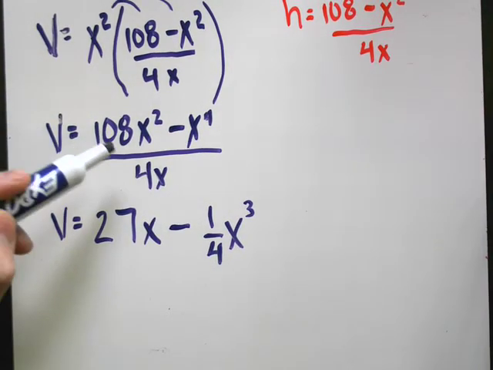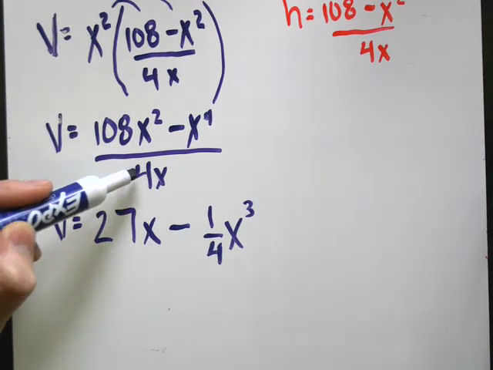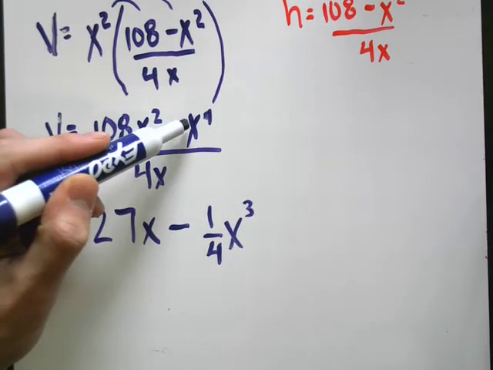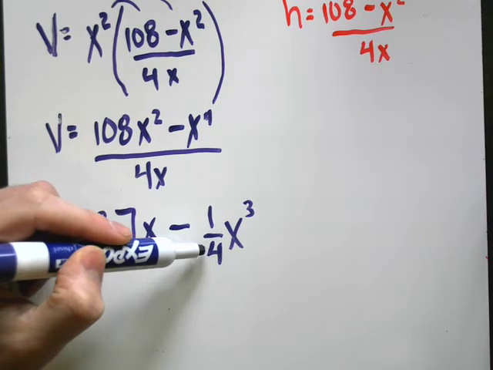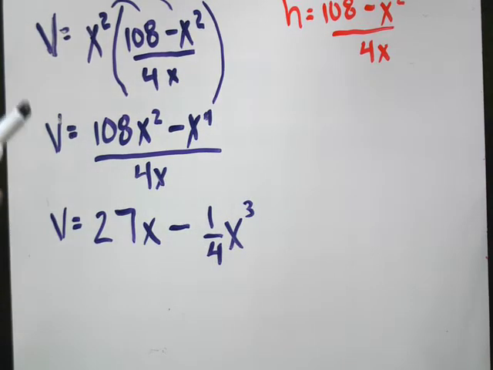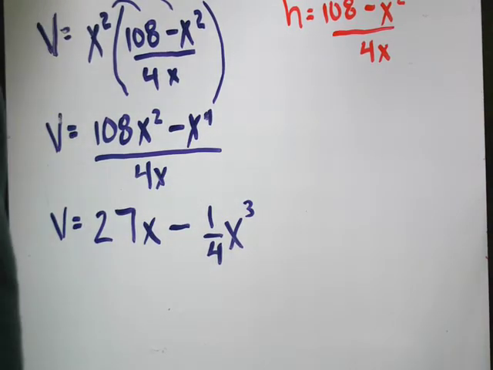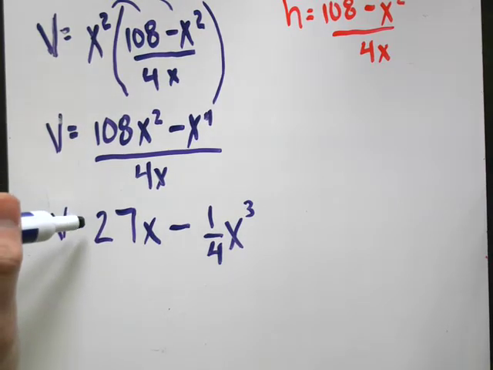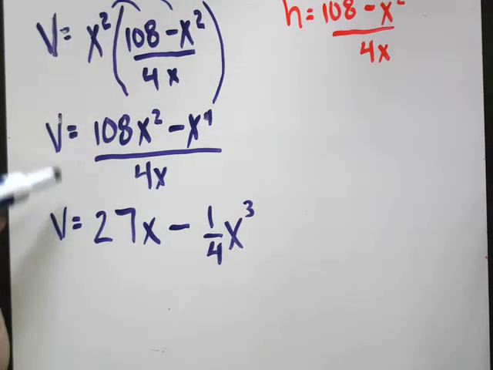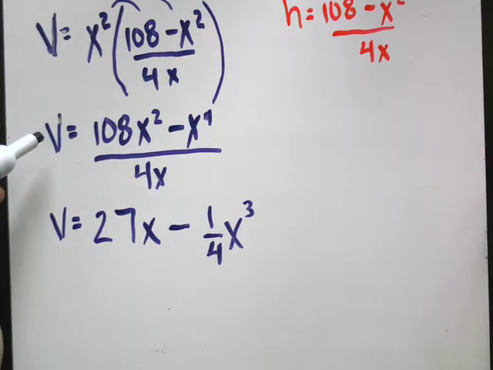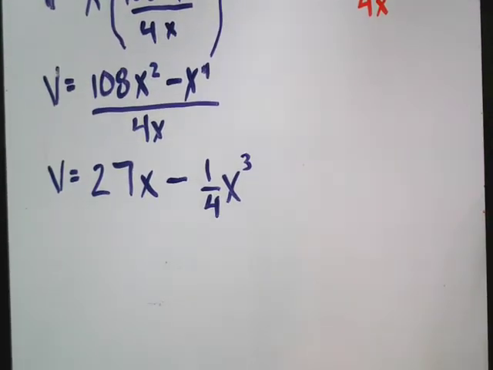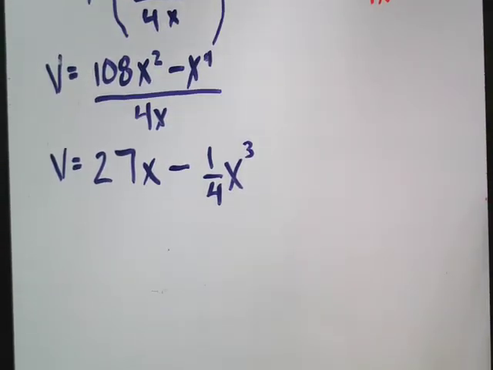Okay, so again, just to backtrack, I divided 108 by 4 to get 27. I divided 1 by 4 to get 1/4. I just split my fraction up. This is going to help me take the derivative, because taking the derivative of this is quicker and easier than taking the derivative of this, right? The first one would require us to use quotient rule, and we don't have to use that if we don't want to. Okay, so let's find the critical point.